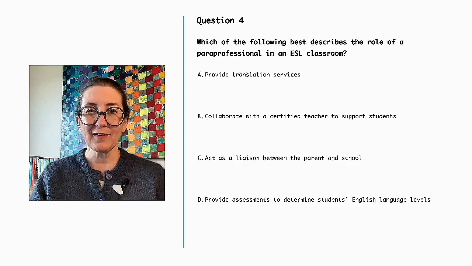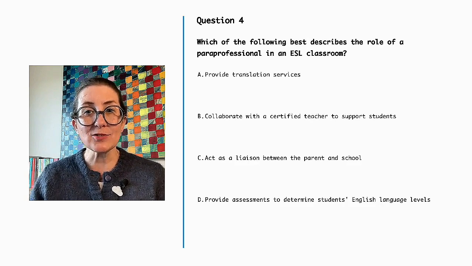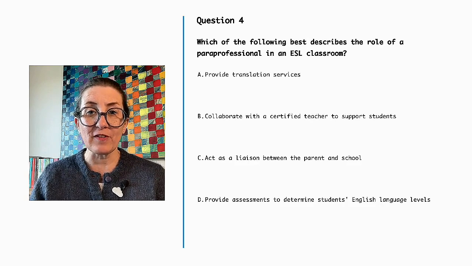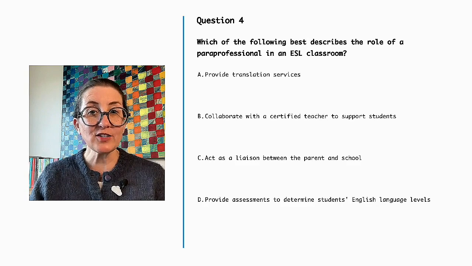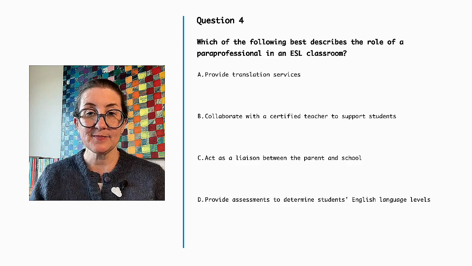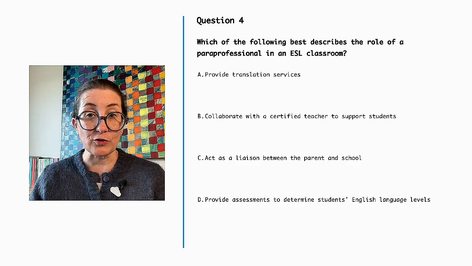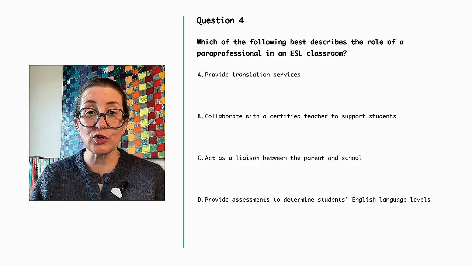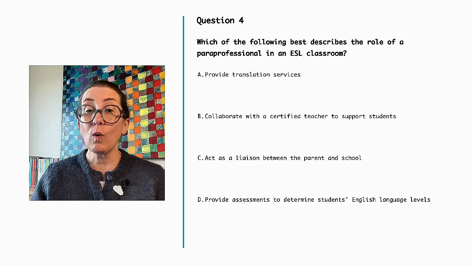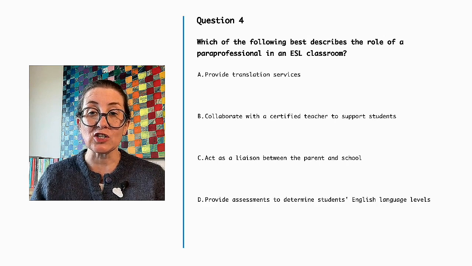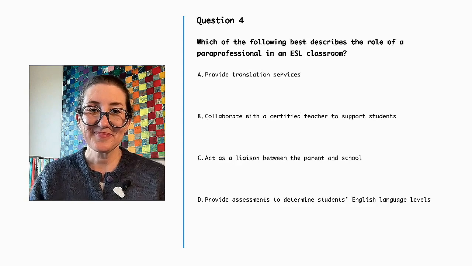Question number 4. Which of the following best describes the role of a paraprofessional in an ESL classroom? A: Provide translation services. B: Collaborate with a certified teacher to support students. C: Act as a liaison between the parent and school. Or D: provide assessments to determine students' English language levels.